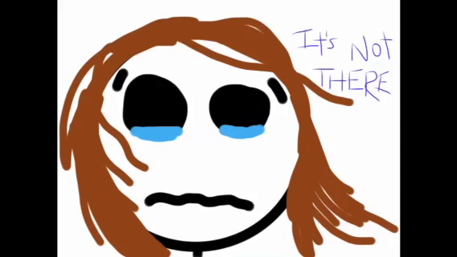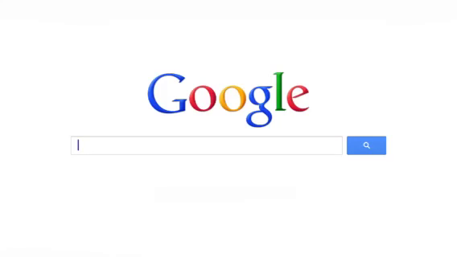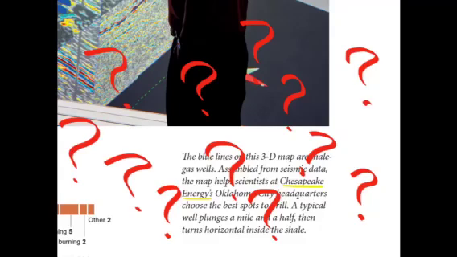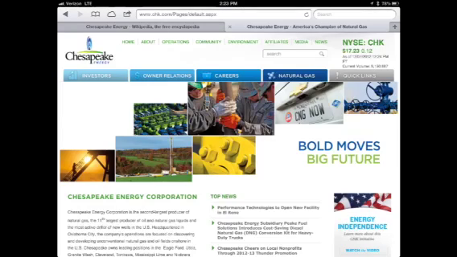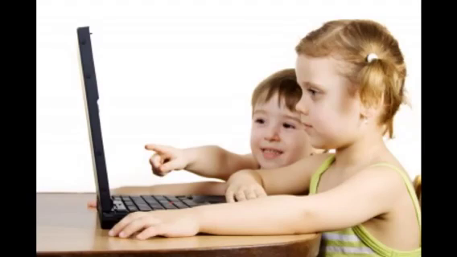Number 3, your word isn't there because it's a Wikipedia or encyclopedia or Google search word. In the context of my National Geographic excerpt, they mention Chesapeake Energy. Well, guess what? That's not in the dictionary because it's a company. But when I do a Google search, I can find information about the company both on their company website and through Wikipedia. Just as a side note, anybody can edit Wikipedia.